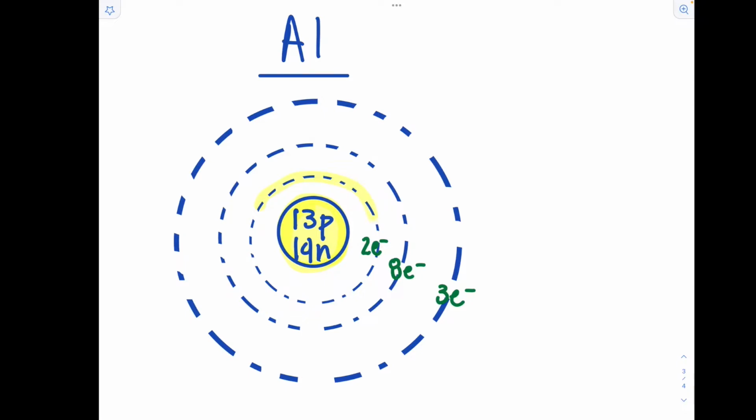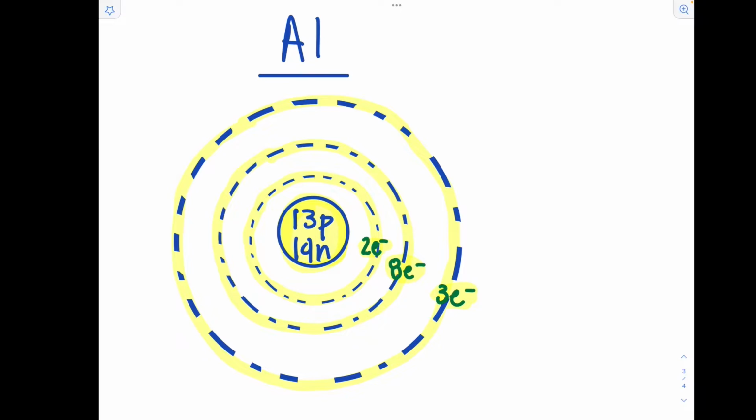In the first shell there are 2 electrons, which is denoted by this 2e-. In the second shell there are 8 total electrons, which is denoted by this 8e-. And in the last shell there are 3 electrons, which is denoted by this 3e-. This is a neutral aluminum atom. It is a solid metal in its physical form.